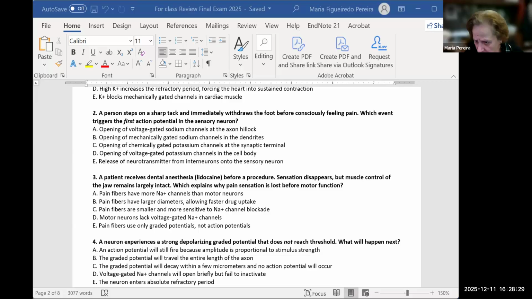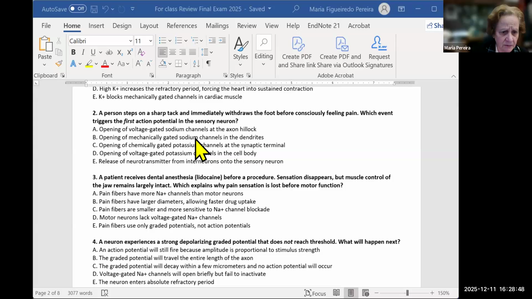So potassium chloride adds more potassium. And since potassium makes it negative, it doesn't reach threshold. And that is what leads to the cardiac arrest. Sorry, I'm a bit slow in understanding.